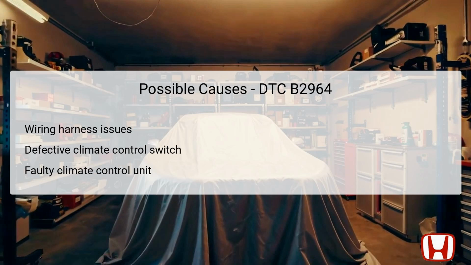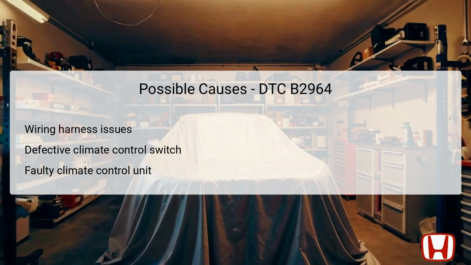Several potential causes may lead to the DTC B2964 error code. One possible cause relates to issues within the wiring harness that connects the climate control unit and the climate control switch. Such wiring problems may include open circuits or shorted connections that disrupt the signal transmission. The second potential cause is a defective climate control switch itself, which may fail to send the appropriate signals to the climate control unit, leading to a communication breakdown.